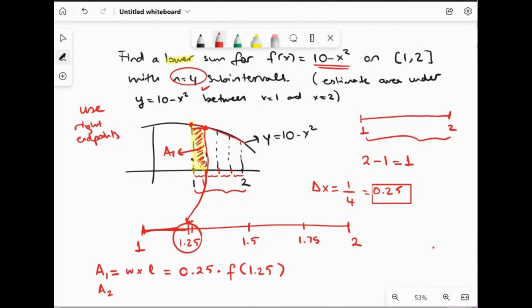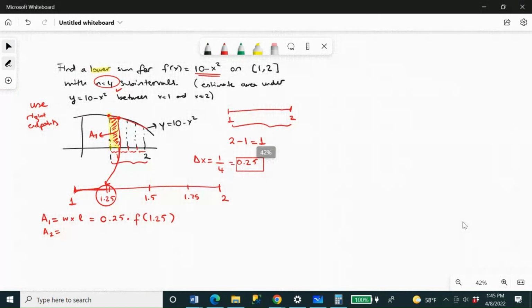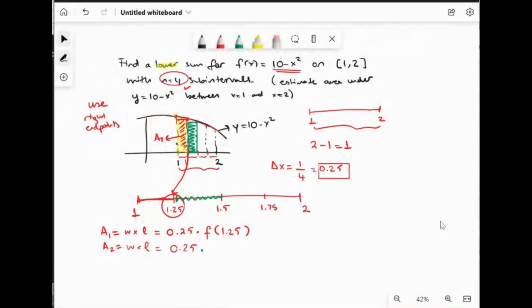So let me first write all the areas. The second area is width times length. So it is constant 0.25 in the second interval. Now we are just looking in here. So the second interval, it is here. And what will be the length of this rectangle? It's going to be given by the right endpoint, so it is going to be f of 1.5.